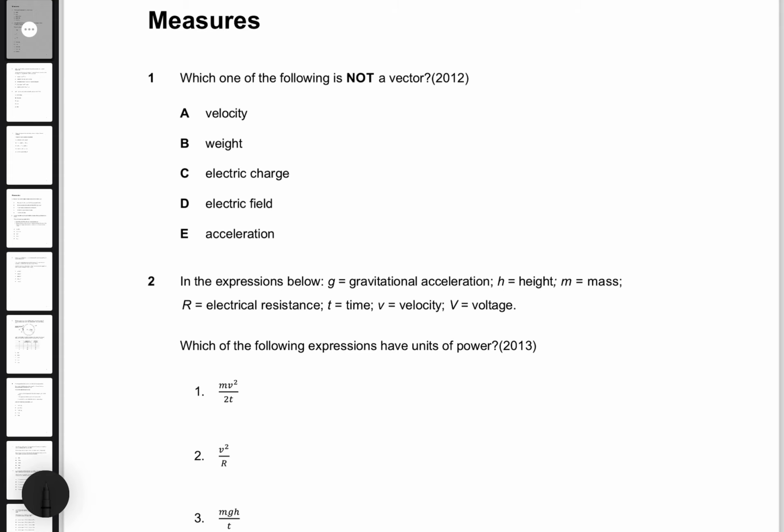The first one is actually saying which one is not a vector. So obviously we know that velocity is a vector, weight is a vector, charge is a vector, and the only one that is not a vector is electric field. Acceleration is also a vector. And quick reminder, vector quantities are the quantities in physics that have, basically, magnitude and direction.